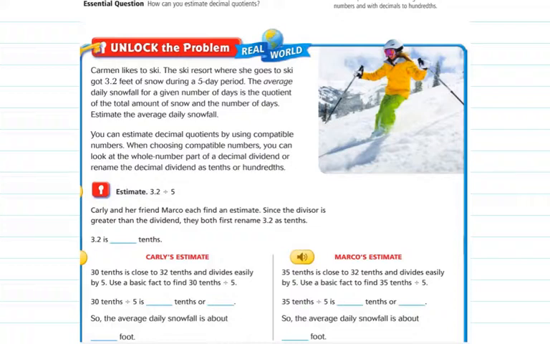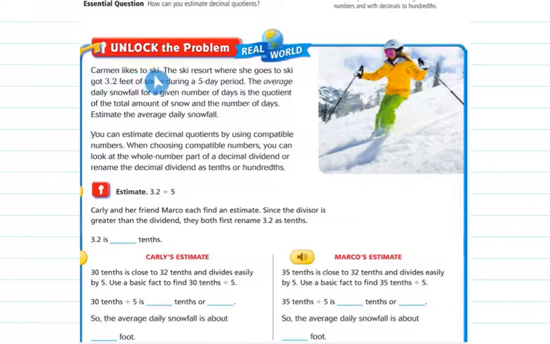Students, in lesson 5.3, we are going to be working on estimation. Remember, the reason why we work with estimation is that it allows us to check the reasonableness of our answer. So our essential question, which is going to guide our understanding and learning, is: how can you estimate decimal quotients? And keep in mind, quotient is the answer in a division problem.